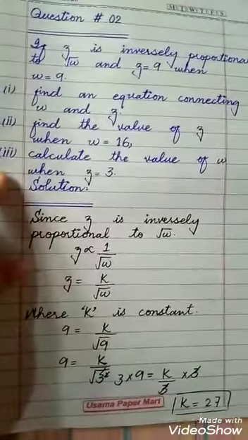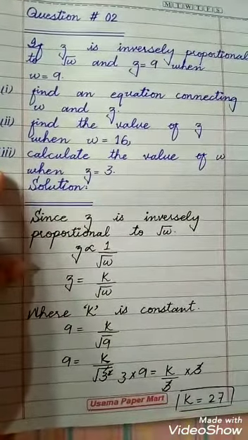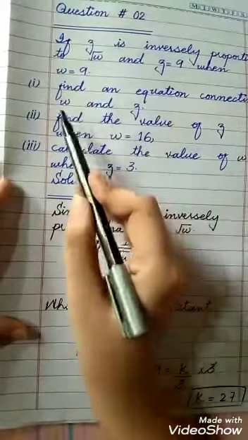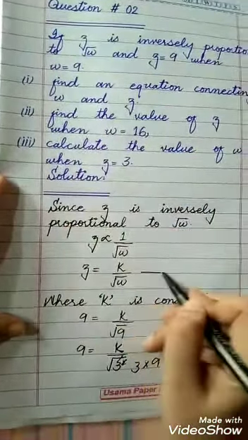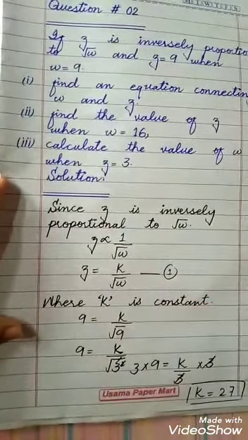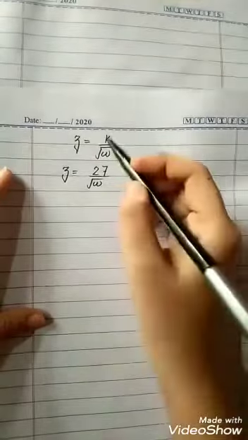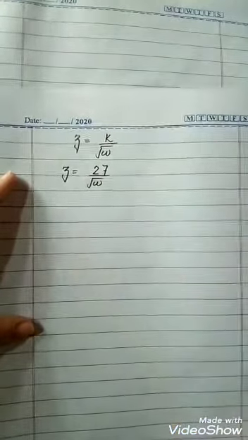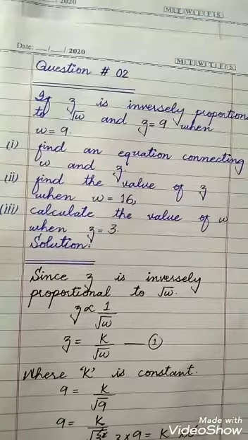Now move towards part 1. Find an equation connecting W and Z. To find the equation connecting W and Z, we will place the value of K in this equation, and in this way we can connect them. So this is the general equation where we have placed the value of K, and this is the equation connecting Z and W. Students, now move towards part 2.